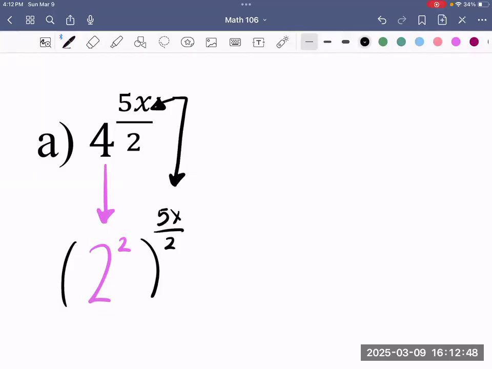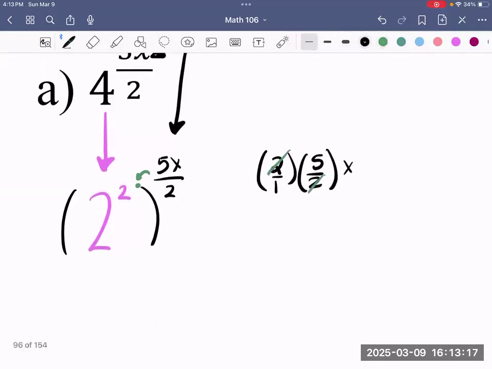And now to clean it up, to get into the form we want, 2 to the kx, right now we just have that base of 2. And now we have to clean it up to make it a little bit better with your k value. So you'll notice that when you distribute that in, you're really going to be multiplying here. So really we have 2 to the 2 over 1 times 5 over 2x. Now these can cancel, so you're left with 5x. So we have 2 as your base, and then 5x as your exponent.